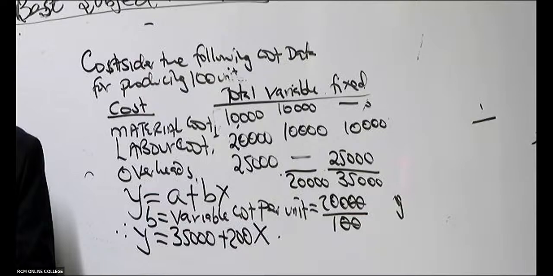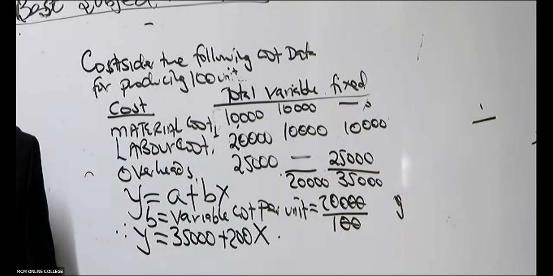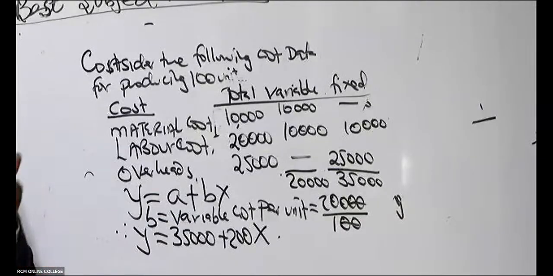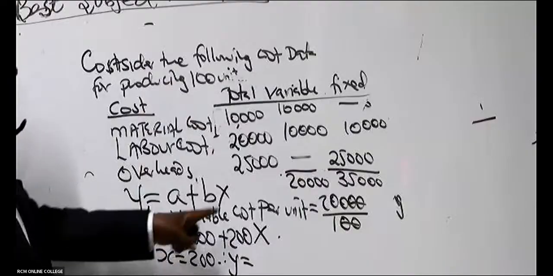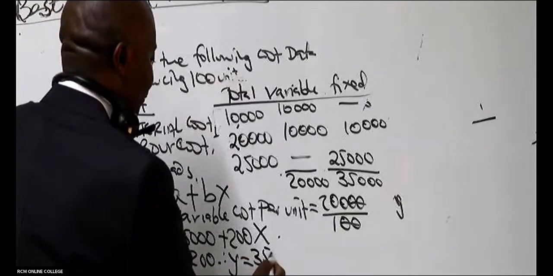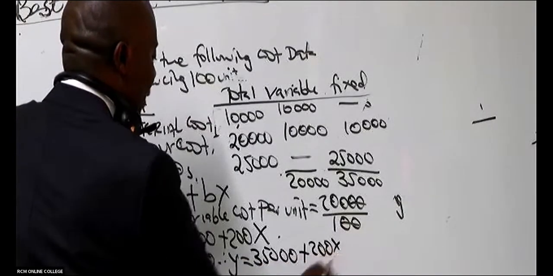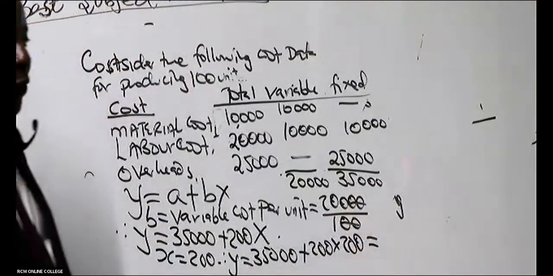So let me ask you a question. Have we finished doing the whole question? No. Because down there, they wanted us as management accountants to estimate. We give them a cost estimate for producing how many units? 200 units. So when X equals 200, Y will be equal to what here? We have an equation. Y will be equal to 35,000 plus 200 times X, which is what here, somebody? 200.